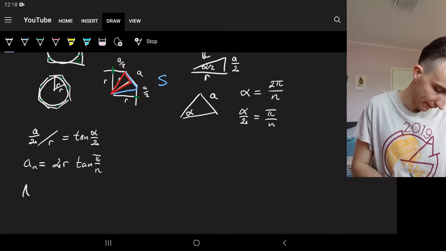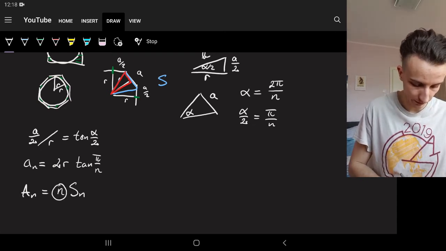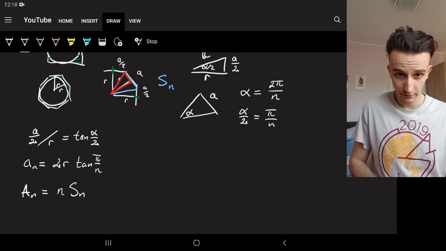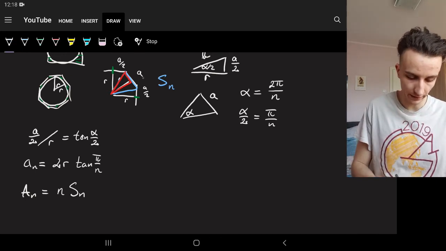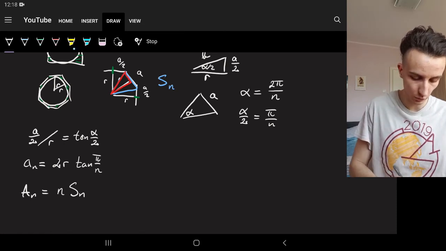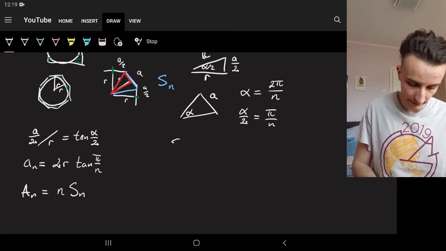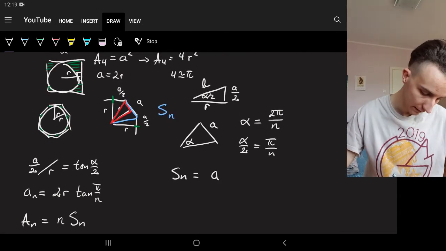But a big area, An, is just n times the slice, Sn. Actually, n is the number of slices and Sn is the slice. So Sn is this blue triangle, and then An is the whole area of the n-gon. So n times Sn is how many of these blue triangles we have in our whole n-gon. And one area Sn is just A, it's this side, right?